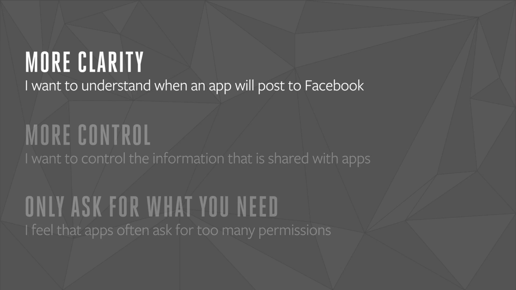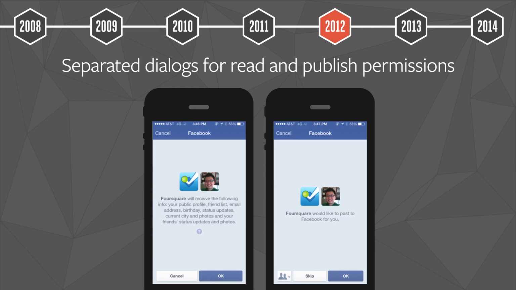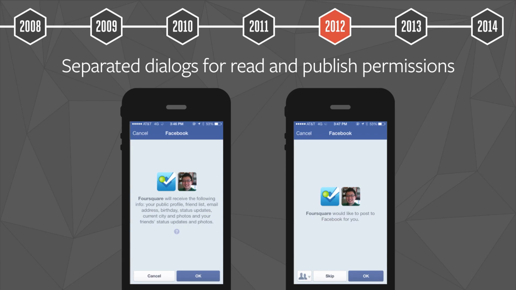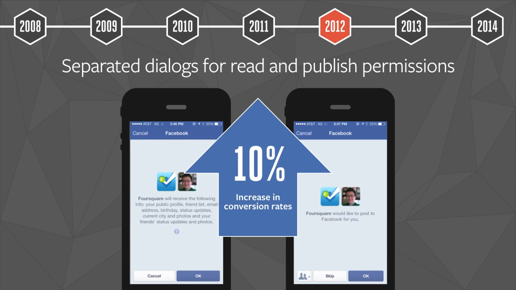In order to make more people feel comfortable logging in with Facebook, we used their feedback to make updates to the product, starting with adding more clarity for people. So in 2012, we separated the dialogues for read and publish permissions. This made it really clear to people when an app was going to publish to Facebook. This small change had a really significant effect. We saw a 10% increase in conversion rates. This is great news for people logging into apps and developers alike.